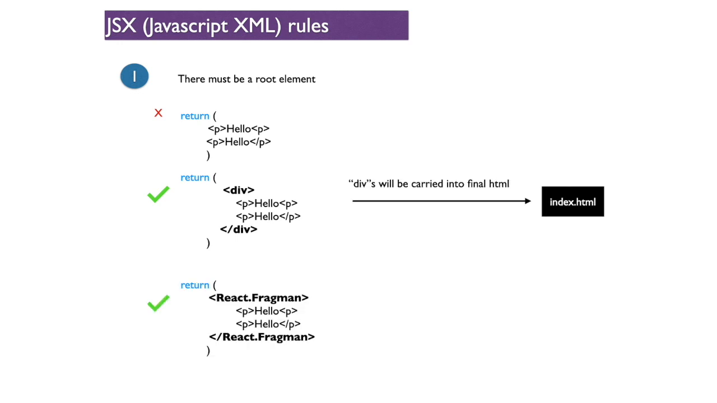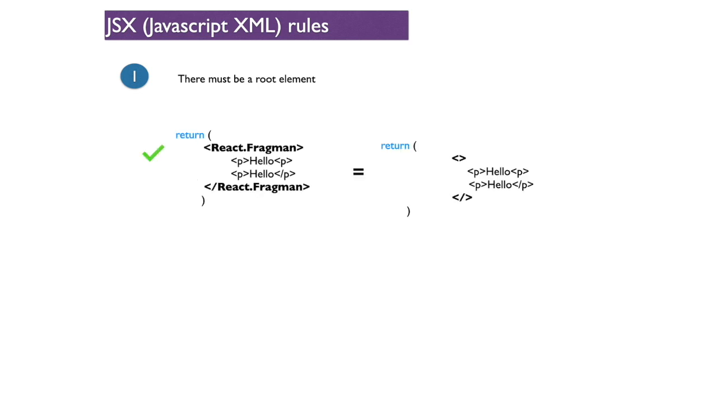However, covering them with a div element produces an excess div in the final HTML view. Some people prefer covering the content with React.fragment. React.fragment is provided by React as a filler, so you can use it as your root on the JSX expression that will return. If we use React.fragment, it will not produce any excess div in the final HTML. Another, shorter syntax to cover with React fragment is using the empty tag syntax.